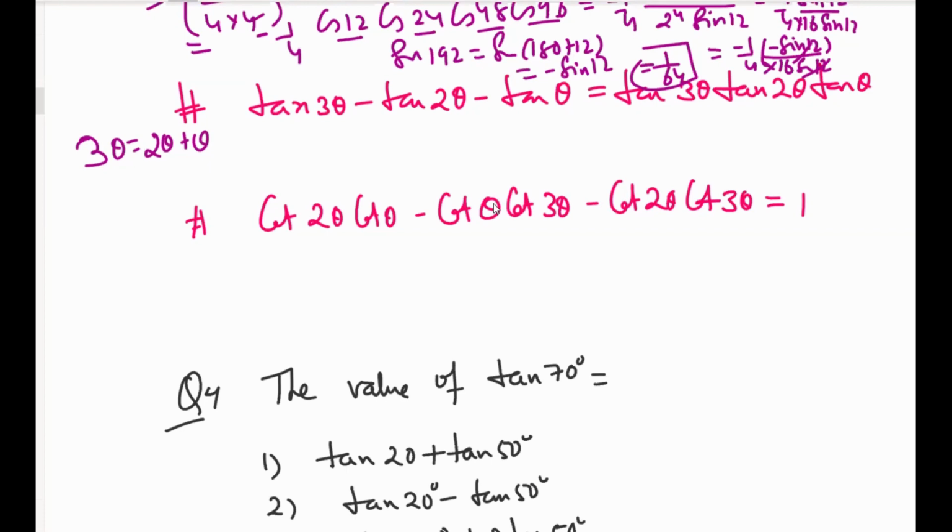That is, tan 3θ minus tan 2θ minus tan θ is equal to tan 3θ into tan 2θ into tan θ. So you must learn that whenever one of the angles is the sum of the other two, in that case your result is this.